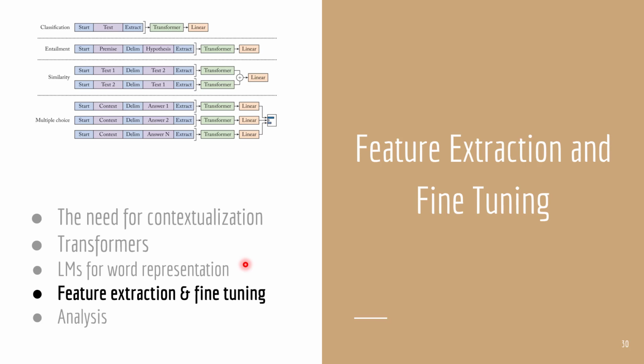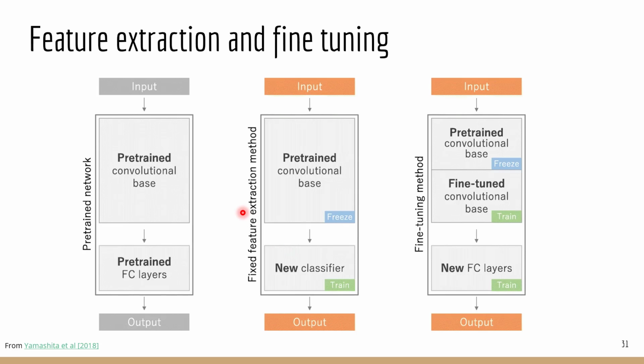So far we saw how we can use language models for word representations, or in fact for having contextualized word representations. Let's see the different techniques we can use these pre-trained language models in different NLP applications. In fact, the ideas here are very similar. They are the same ideas we have in other areas like computer vision.